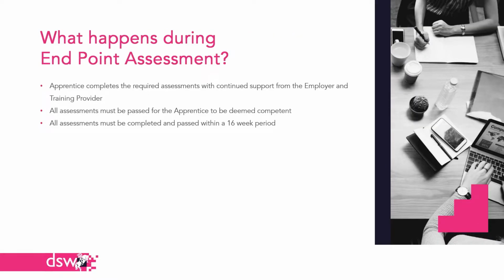What happens during endpoint assessment? The apprentice completes the assessments detailed in the assessment plan. There is still an expectation that the apprenticeship training provider will support the apprentices throughout the endpoint assessment period. This is to ensure that they are familiar with what's to come, and so mock exams can be completed with them. In order to pass and be deemed competent, the apprentice must pass all of the assessments. This happens over a period of 16 weeks from the point they are approved for Gateway.